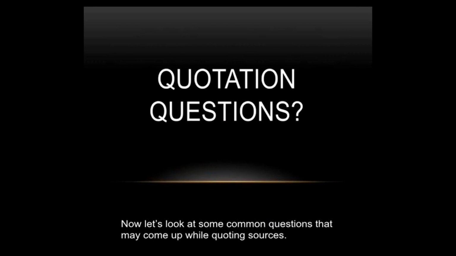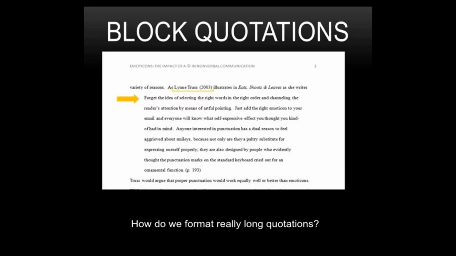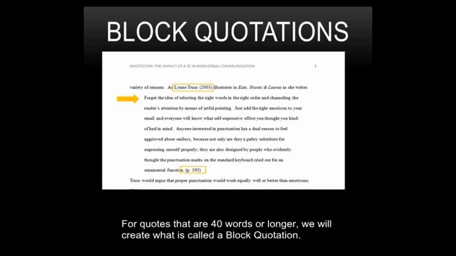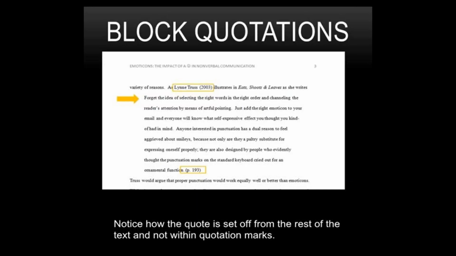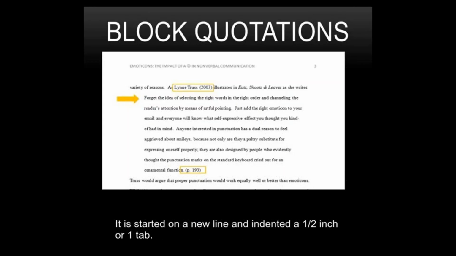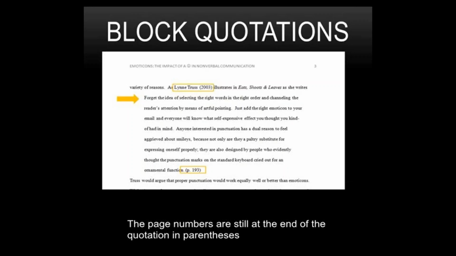Now let's look at some common questions that may come up while quoting sources. How do we format really long quotations? For quotes that are 40 words or longer, we will create what is called a block quotation. Notice how the quote is set off in the rest of the text and not within quotation marks. It is started on a new line and indented a ½ inch or 1/2. We have still included the author's last name and publication date. The page numbers are still at the end of the quotation in parentheses, but after the closing punctuation mark.